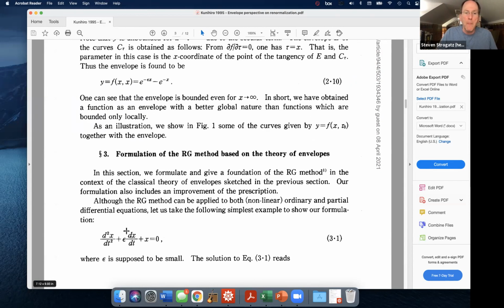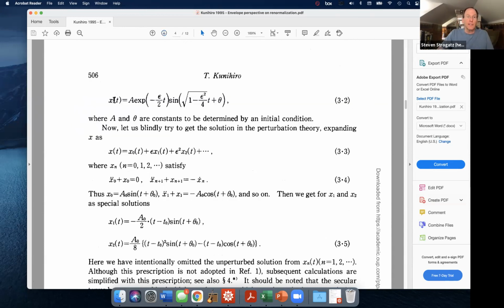It's a simple harmonic oscillator with damping epsilon dx/dt. So we know what that's going to do. It generates something that looks like a constant, exponential decay on the amplitude, and then a sine function with an altered frequency compared to the unperturbed problem, and then a constant phase. Okay, so that's what the exact solution is.